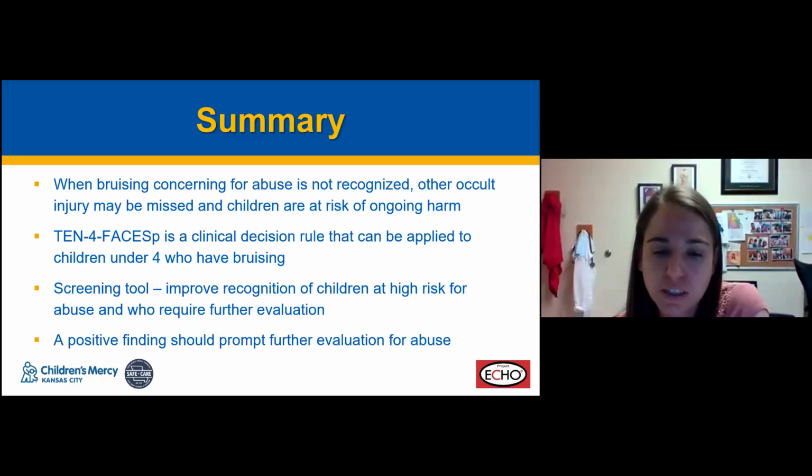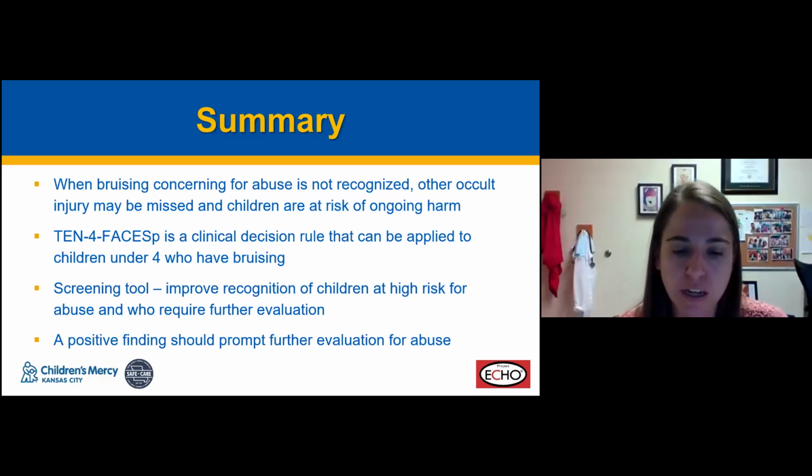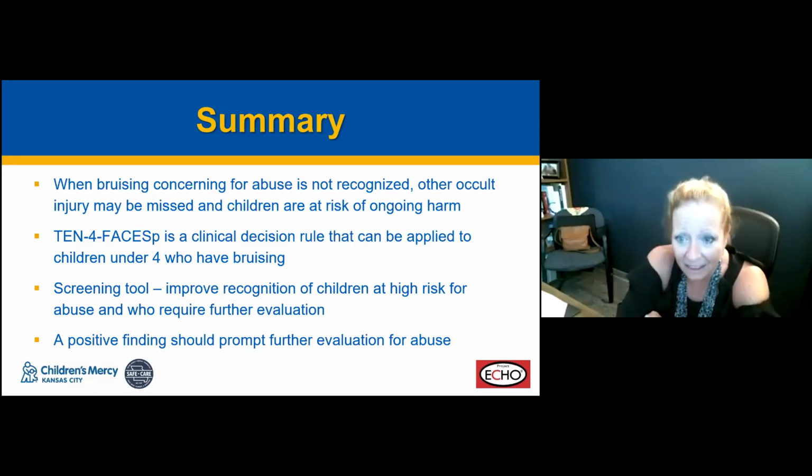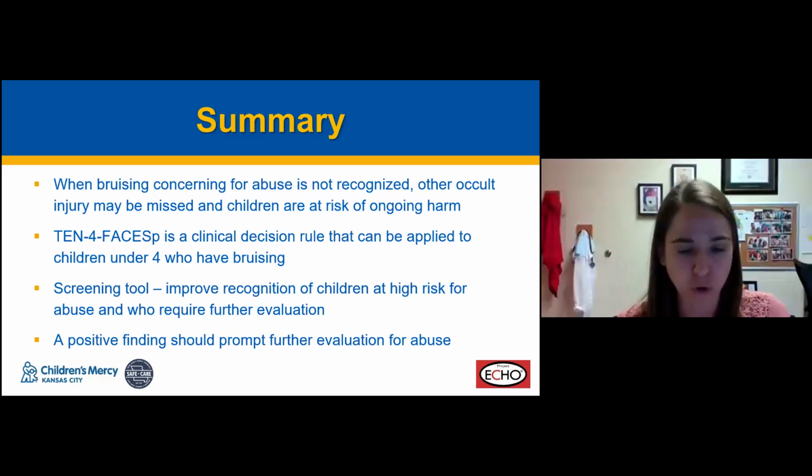The clinical decision rule, the 10-4 FACESp, has been validated in kids who are under 4. I would argue though that a lot of this is pretty broadly applicable even in older kids, right? Especially, I think you're referencing that little diagram where the red areas are concerning. Yeah, and those red areas correspond to these 10-4 FACESp areas. Even though the clinical decision rule has only been validated in kids under 4, I think that information is still broadly applicable when you're thinking about concerning areas of bruising, even in kids a little bit older.